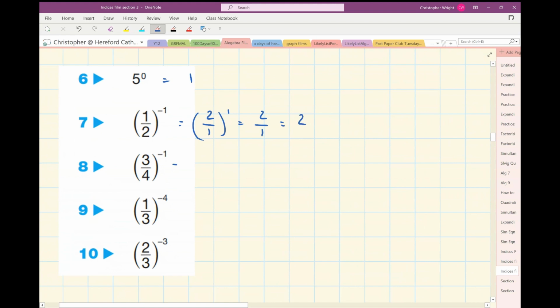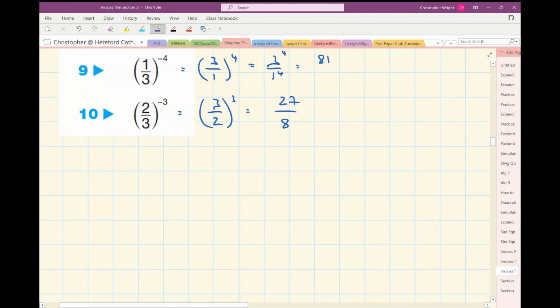3 quarters to the power of minus 1 is simply the reciprocal of 3 quarters, 4/3. 1/3 to the power of minus 4 is the reciprocal of 1/3 to the power of 4, which is 3 to the power of 4 over 1 to the power of 4, which is 81 over 1, 81. And number 10, 2/3 to the power of minus 3 is the reciprocal of 2/3 cubed. So that's 3 cubed, 27, over 2 cubed, 8. Number 11 to 15 coming up.